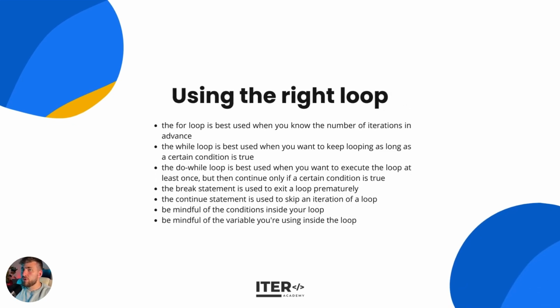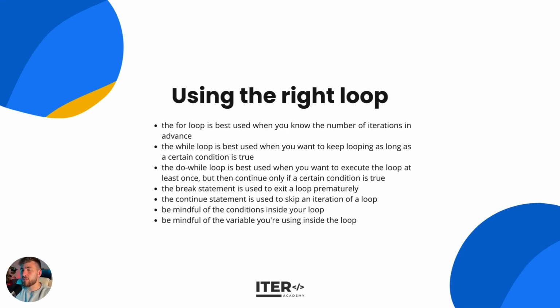Let's talk about using the right loop for the task at hand. As we discussed earlier, the for loop is best used when you know the number of iterations in advance. The while loop is best used when you want to keep looping as long as a certain condition is true. And the do while loop is best used when you want to execute the loop at least once, but then continue only if a certain condition is true. Choosing the right loop for the task at hand can save you a lot of processing power and make your code run faster.